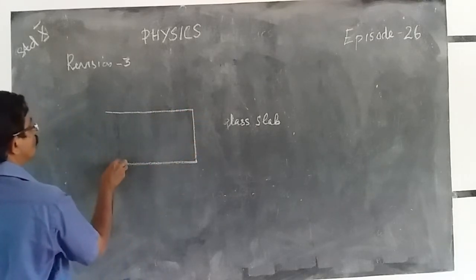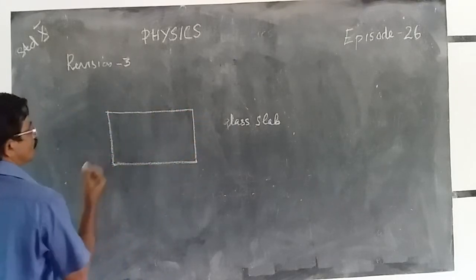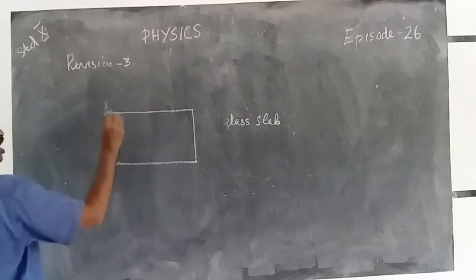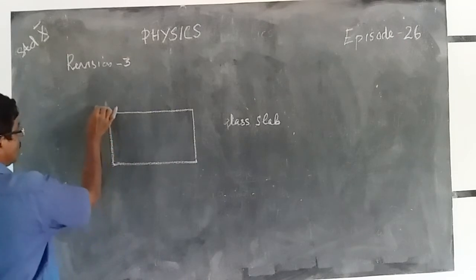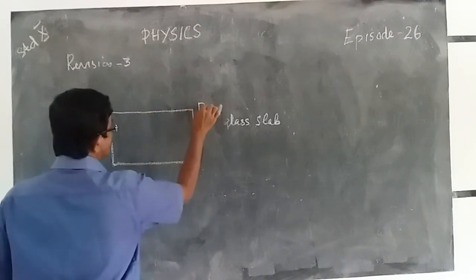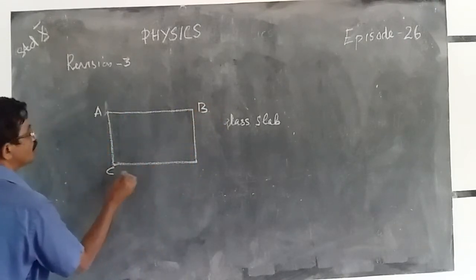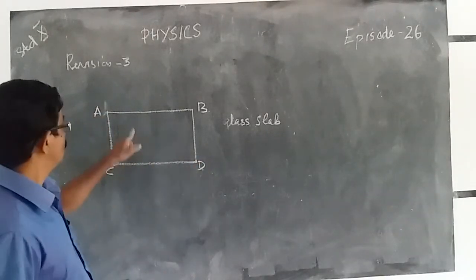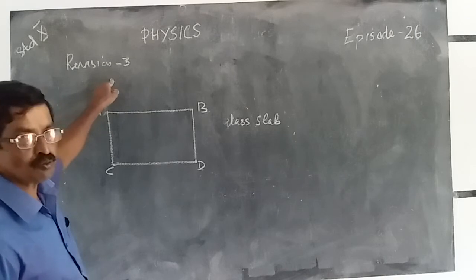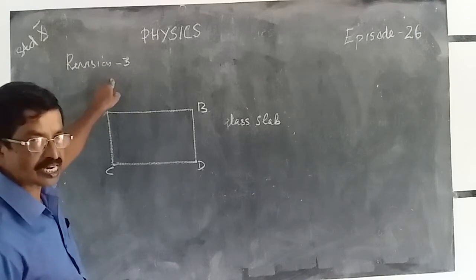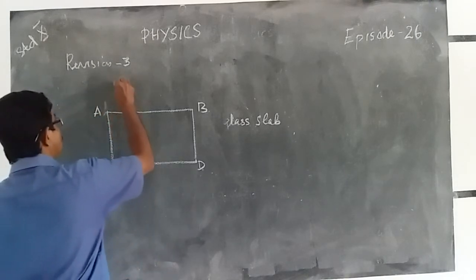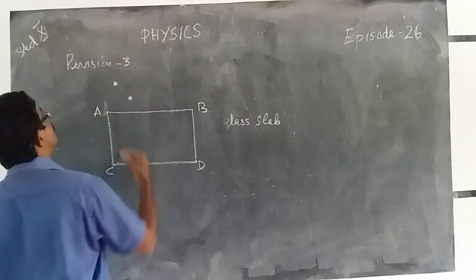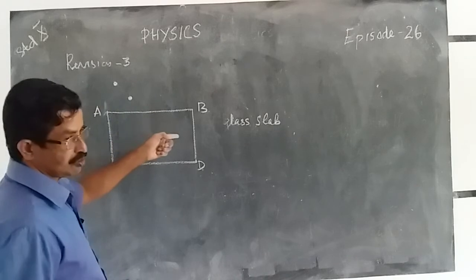Placed on a sheet of paper, we draw the outline and take it out, with sides A, B, C, D. Now arrange two pins in a straight line vertically. Suppose this is a pin and this is another pin.